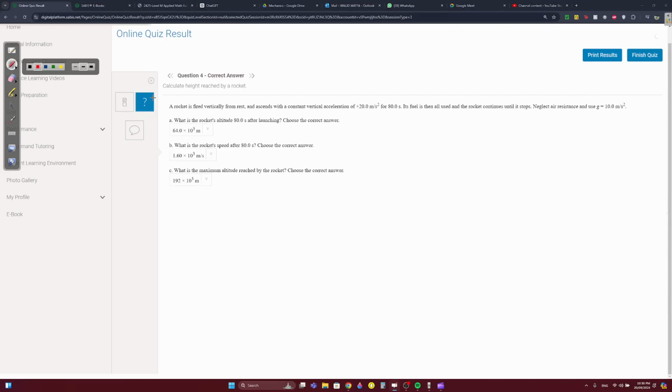Question 4. A rocket, and I really like this question here. A rocket is fired vertically from rest. You're going to need it because we're using g now. Okay, we have the chapter of free fall.